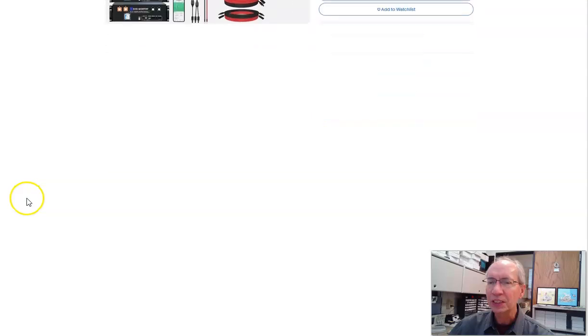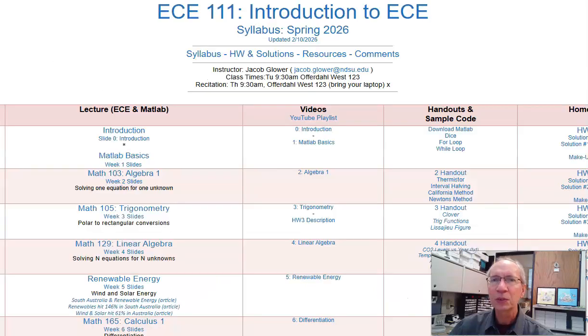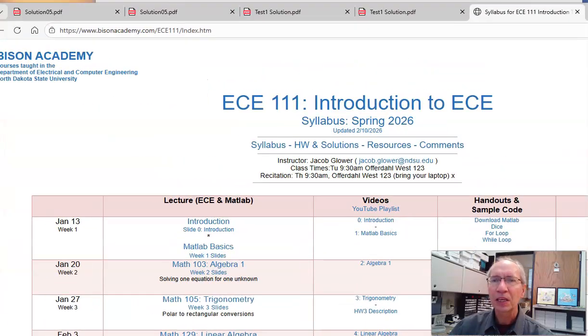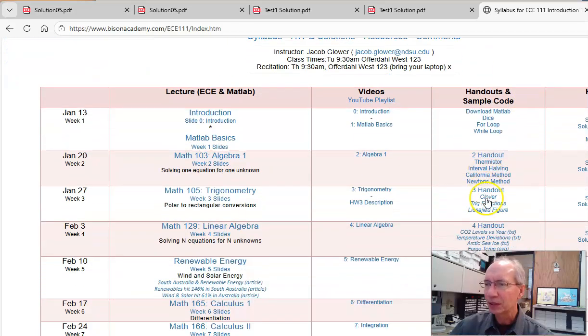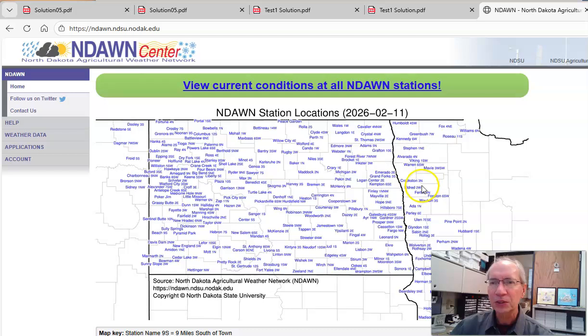Well, the first thing you need is data. If I put these panels on my house, how much energy would I produce? Well, this is where NDAWN comes into play. If you go on Bison Academy, under NDAWN right here, one of the links takes you to the North Dakota Agricultural Weather Network.